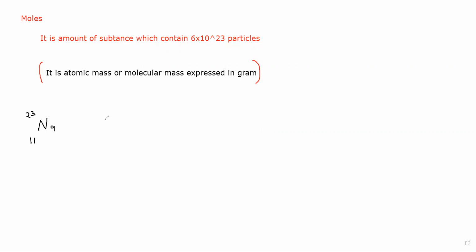So we have 23. That 23 AMU is the mass of sodium. But if we have 23 grams of sodium, what will we say? We will say we have 1 mole of sodium. So when we have the same atomic mass in grams, we call that a mole of a substance. And if we have 1 mole of sodium, how many particles will be there inside? It will have 6 into 10 power 23 particles, or because it is an atom, it will be atoms.